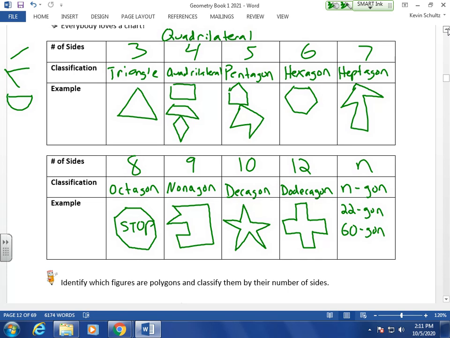On your test, I'm going to either ask you how many sides a nonagon has, and you'll just have to answer 9. Or I'll give you a shape and say classify it by the number of sides, and you'd write heptagon if it's 7 sides. Or I'll say, is this a polygon? And I'll give you a shape that looks like this, and you'll have to say no, because it's got a curved side.